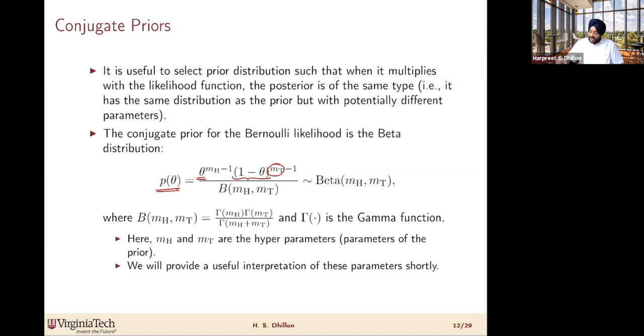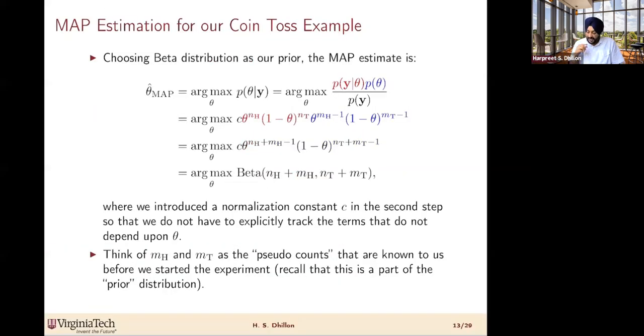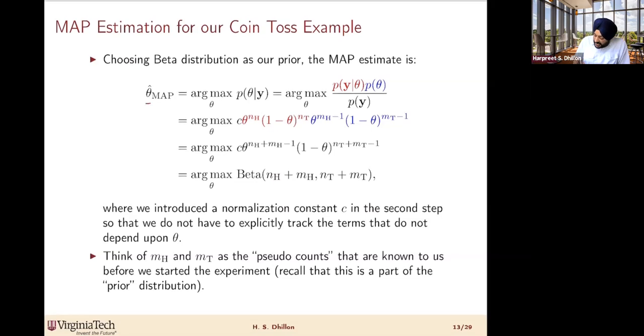Okay, so this is your beta distribution, right? Now let's see if we use this beta prior, what type of posterior do we get? So theta MAP, which is our MAP estimator, is just maximizing the posterior p of theta given y. And from Bayes rule, that is nothing but this expression here.